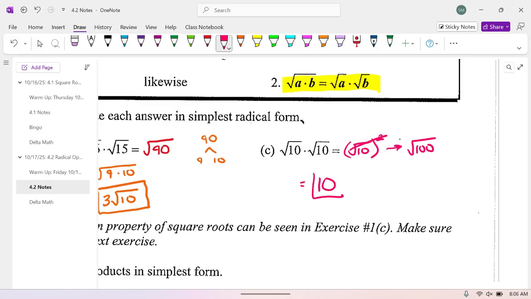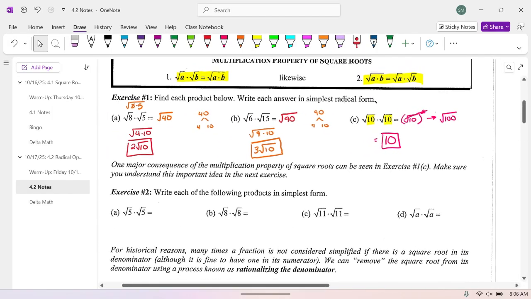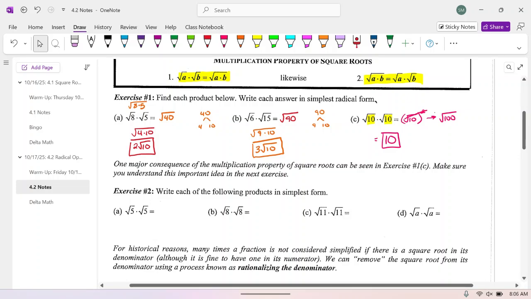10. All right. So this only works if you have the exact same number under the square root. You can essentially just keep the number that's under both of them and take away the square root because you're essentially squaring them. Or you can just keep doing the multiplication and then take the square root of 100, which is in fact 10. Just a little cool thing that happens there. All right. Any questions on multiplication part?